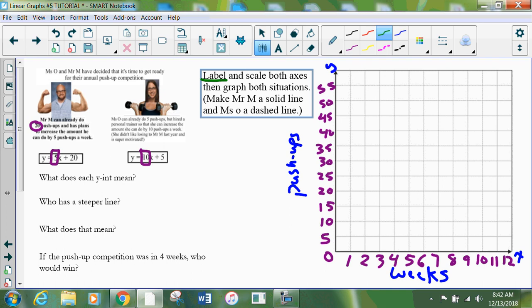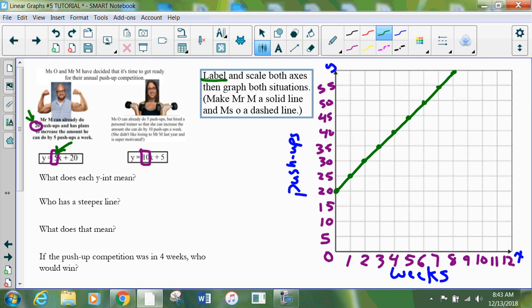So Mr. Matcher can do 20 push-ups, so he starts at 20. I'm going to make him a solid line, and I'm also going to make him green. He starts at 20, and I see that he goes up. His rate of change is 5, so every week he goes up by 5, up 5 over 1. On the first week, he can do 25. The second week, he can do 30, et cetera. We're going to connect our dots, and there's Mr. Matcher's story as a graph.